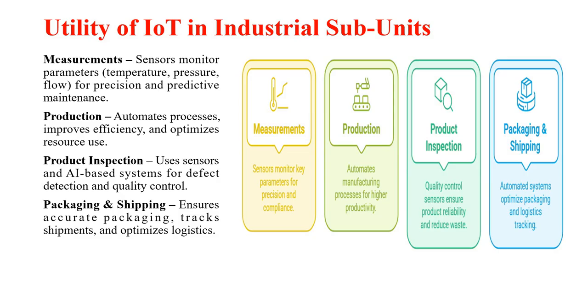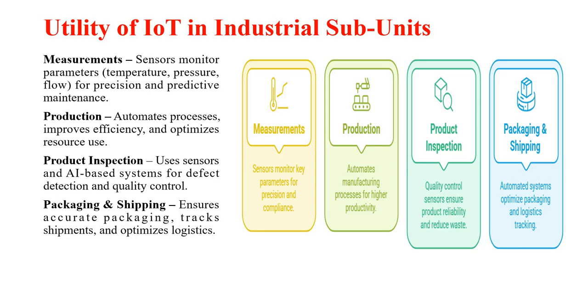Now, the first point here is measurements, where the sensors continuously monitor parameters like temperature, pressure, humidity, vibration and flow rate, and also ensure precision in industrial processes and compliance with quality standards, and these help in predictive maintenance by detecting anomalies at an early stage.